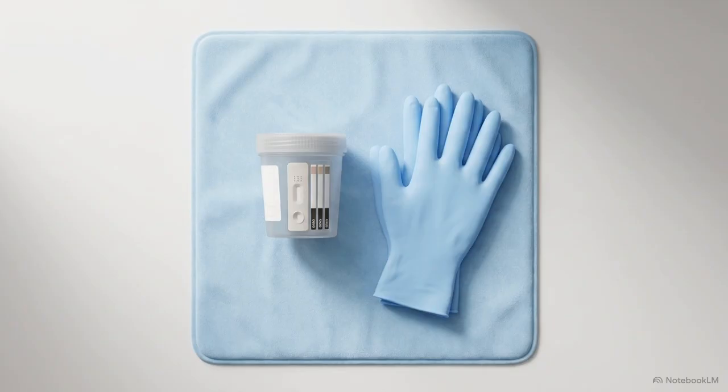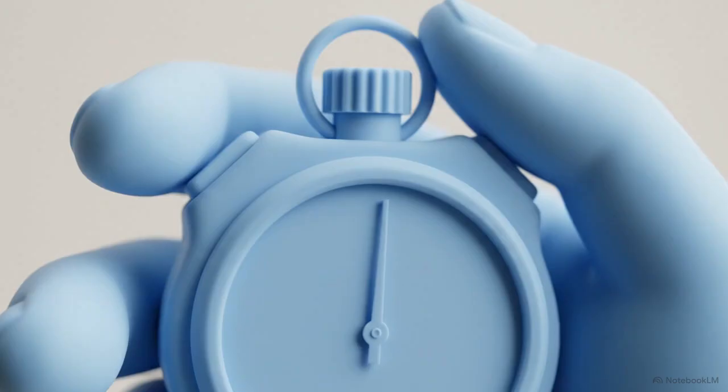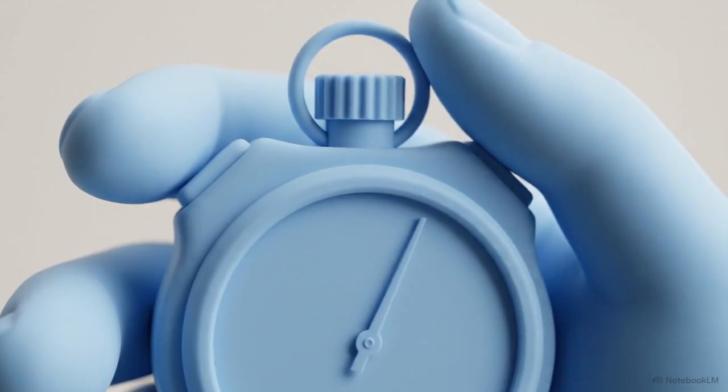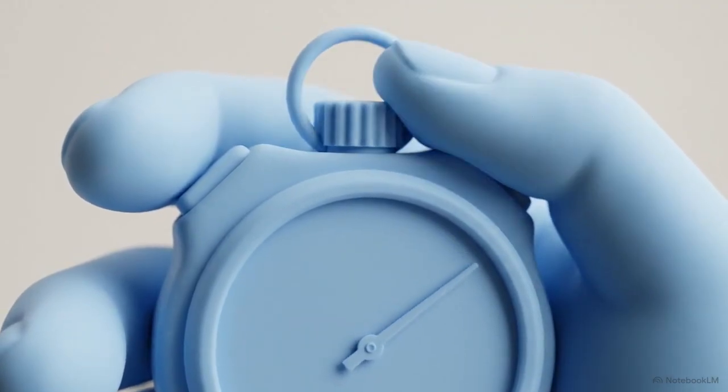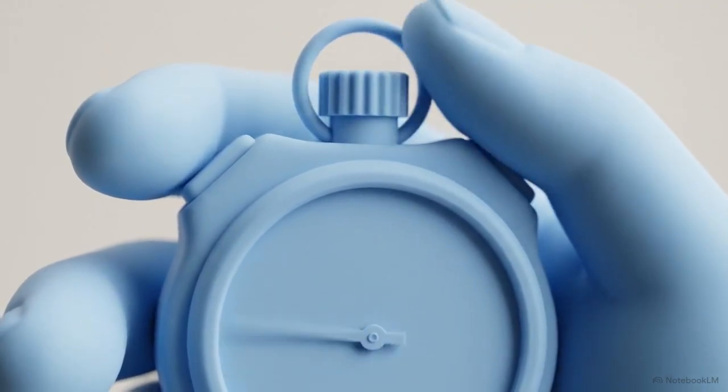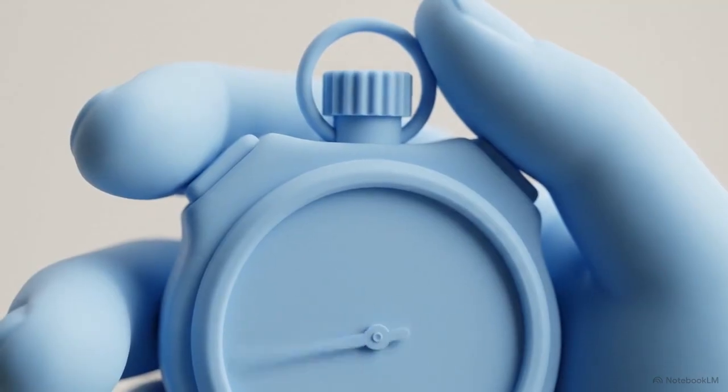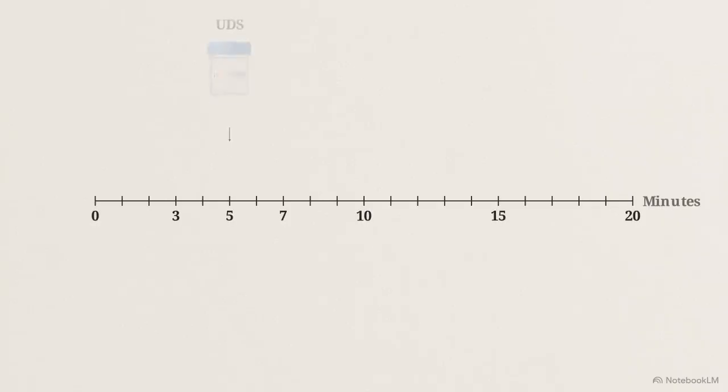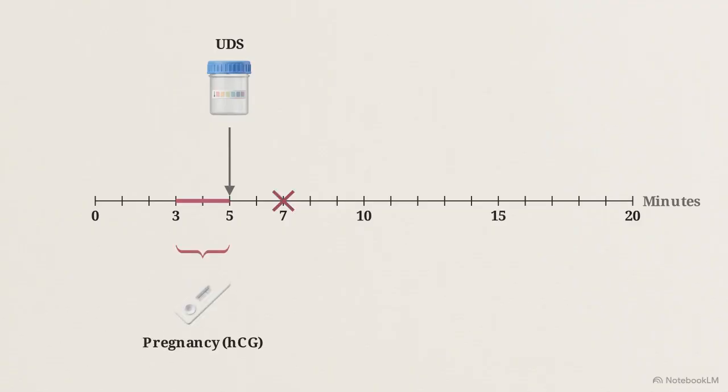Now move to a flat, clean surface where the chemical execution actually takes place. Manufacturer time windows are absolute. You cannot estimate the time. You must set a dedicated timer the moment the specimen interacts with the test. Our standard urine drug screens are read at exactly 5 minutes. Pregnancy tests are read between 3 and 5 minutes and never after 7. COVID rapid tests take exactly 15 minutes.